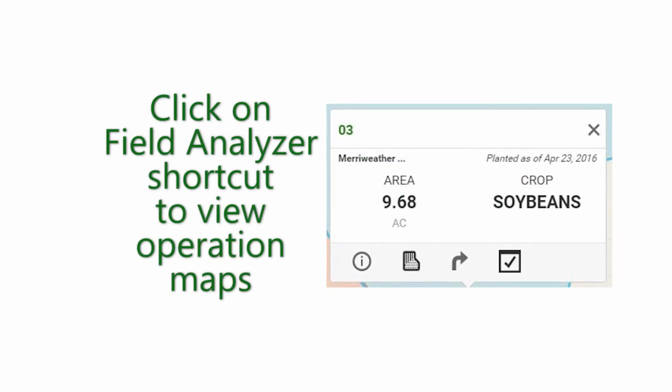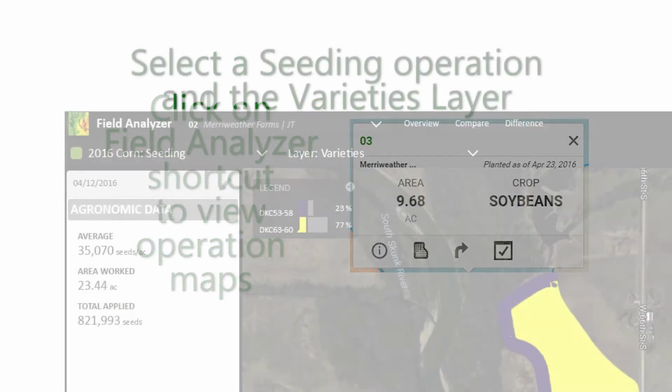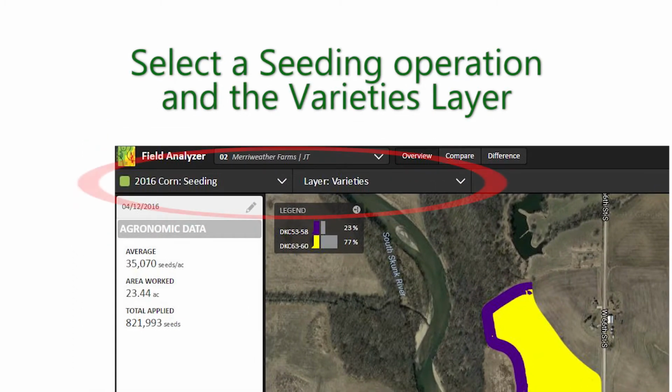Click on the Field Analyzer shortcut to view operation maps. Select a seeding operation and the varieties layer, and your map will be displayed.